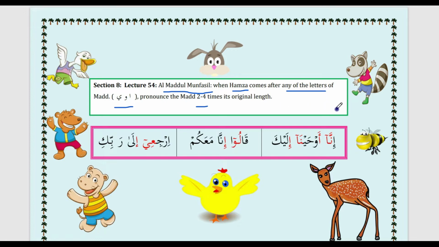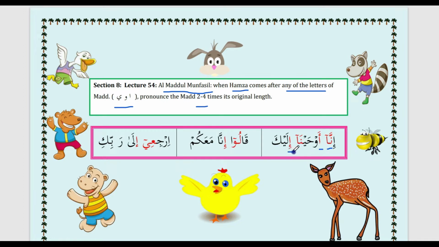In the example we have here, Hamza comes after Alif, which is a letter of Mad. And we said that we have to prolong this Mad, which is Alif, 2 to 4 times its original length. Yeah? So we say inna, or we could say inna awhayna ilayk.